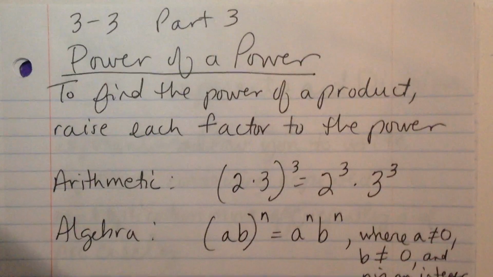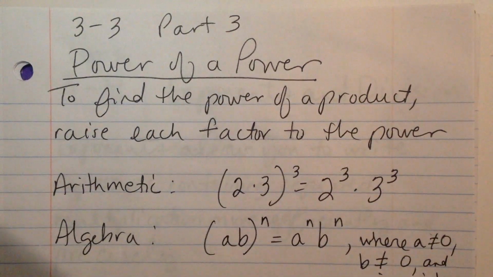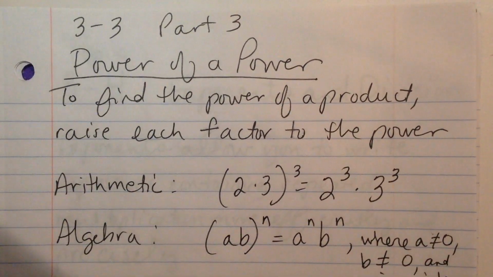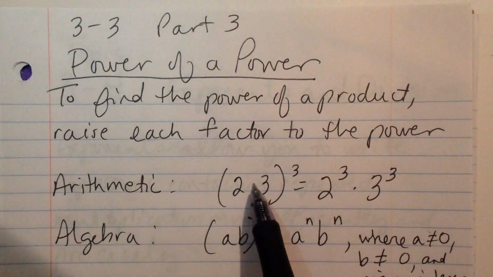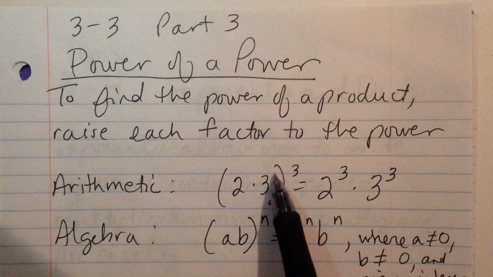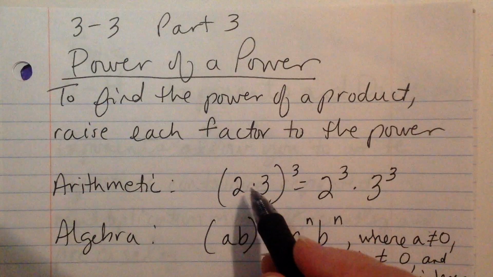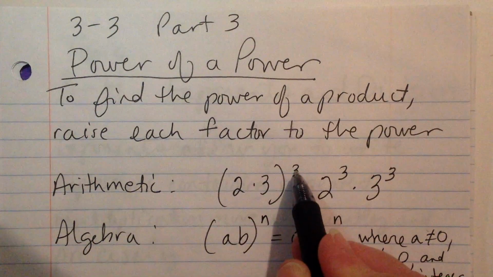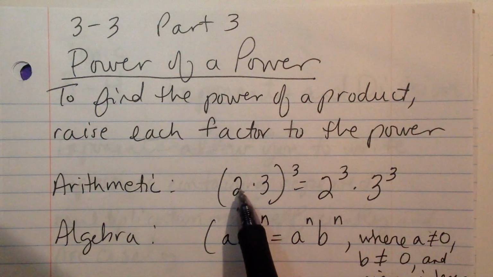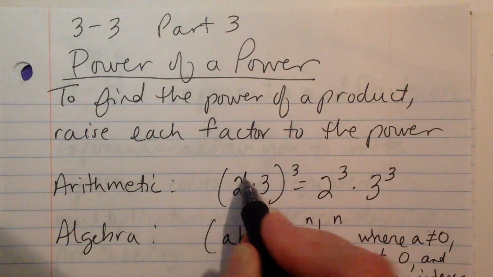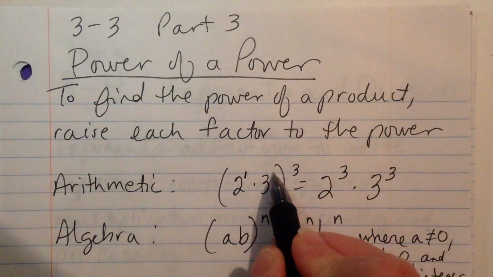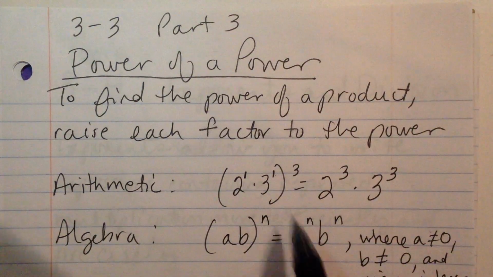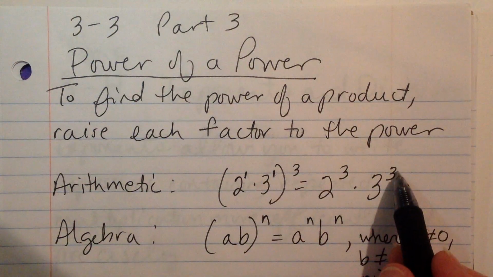So let's look at the power of a power rules for 3-3, Part 3. The arithmetic rule says when you're multiplying inside the parentheses raised to a higher power, you will raise each exponent to that higher power. You will raise the base. Remember, 2 is raised to the first power. Multiplied times 3 would give you 2 cubed. 3 is to the first power. Multiplied times 3, 1 times 3 gives you 3 cubed.